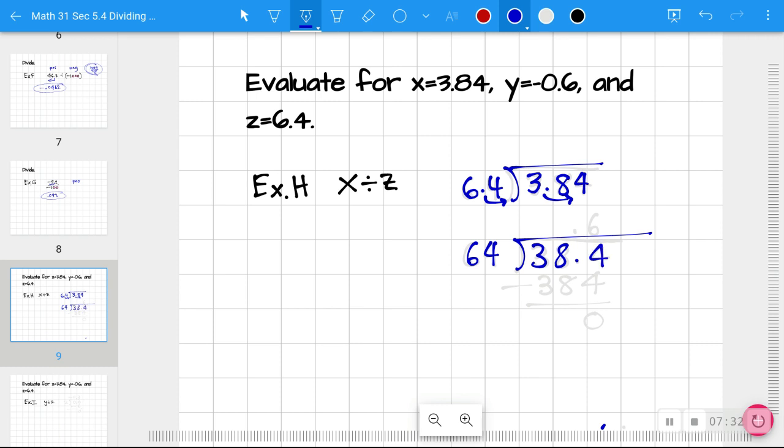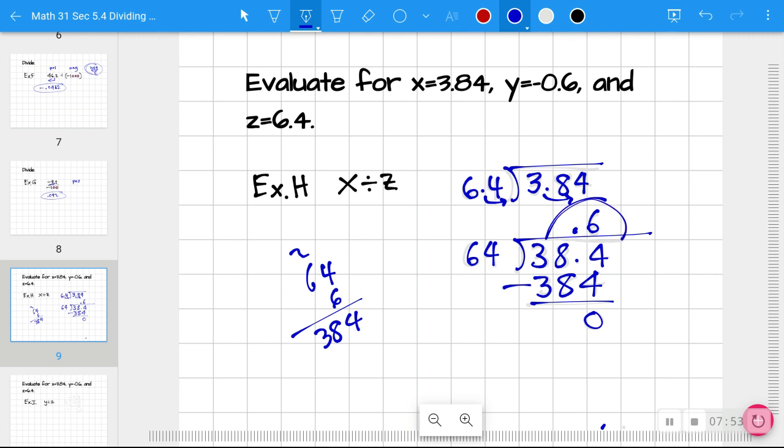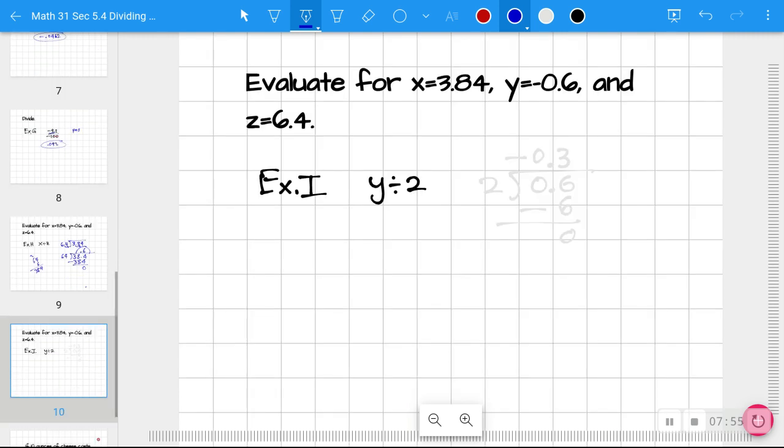And there are exactly 6 groups of 64. Let's see what 64 times 6 is. 24 on the first round. 36 and 2 is 38. You get exactly 384, which is what we want. So there's no remainder here. So the answer is 0.6, 6/10.